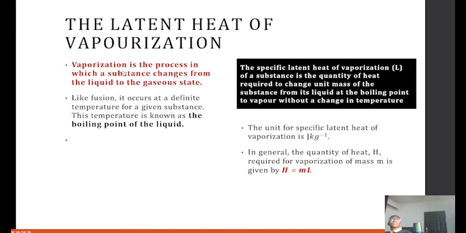So latent heat of vaporization is the process in which a substance changes from liquid to gaseous state. The specific latent heat of vaporization of a substance is the quantity of heat required to change unit mass of a substance from its liquid at boiling point to vapor without a change in temperature. I've explained this in the last question, and it's the same process as the latent heat of fusion, but H is also equal to mL.